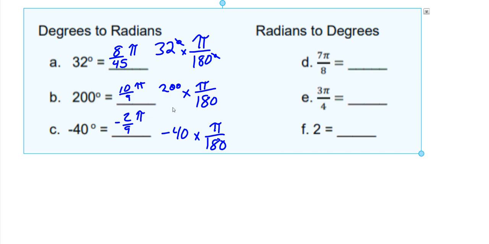Now, this is radians to degrees, so we're going to flip-flop that fraction. So we're going to have 7 pi over 8 times pi on the bottom now and 180 on top because we want degrees. Look what happens. The pi's cancel. Okay, so I know Desmos can handle this.